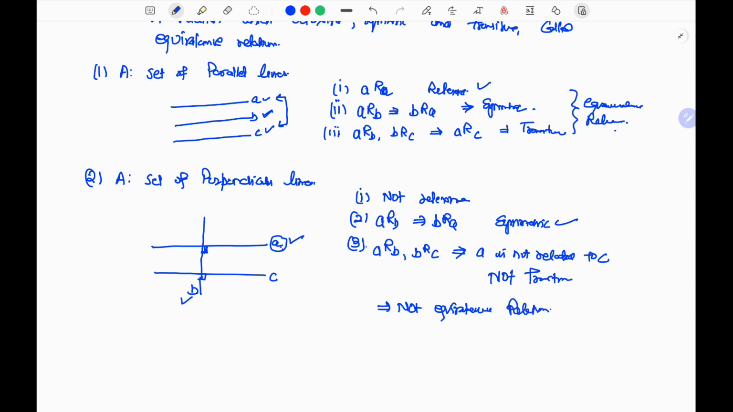So a relation may be reflexive only, may be symmetric only, may be transitive only, or a combination of those. If a relation is reflexive, symmetric as well as transitive, then we will say it is an equivalence relation.